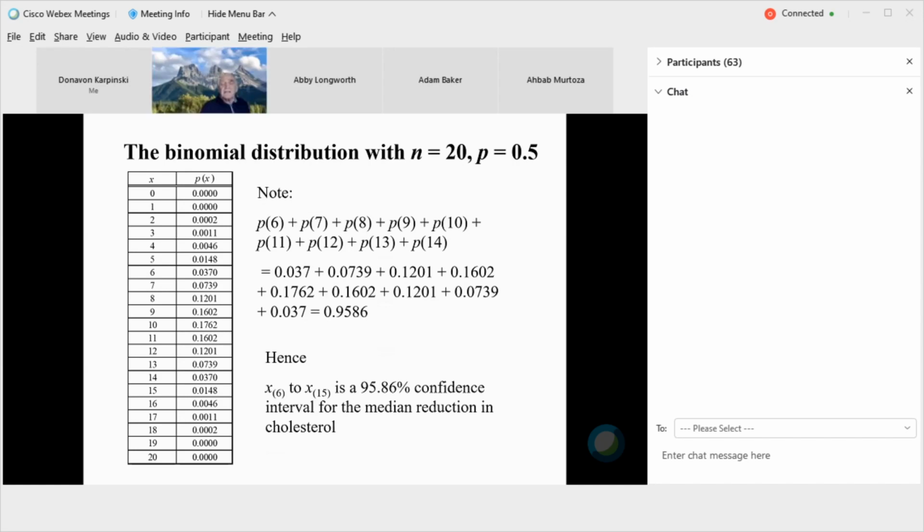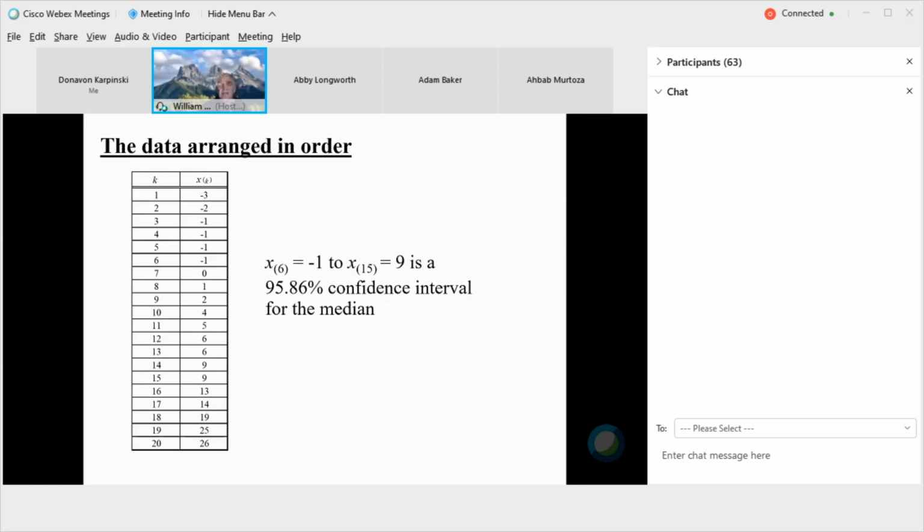That's 95.86%. So that tells you that the sixth smallest to the sixth largest observation will be a 95.86% confidence interval. There's the data and the reduction arranged in increasing order. The sixth smallest is -1. The sixth largest is 9. So -1 to 9 is a 95.86% confidence interval for the median.